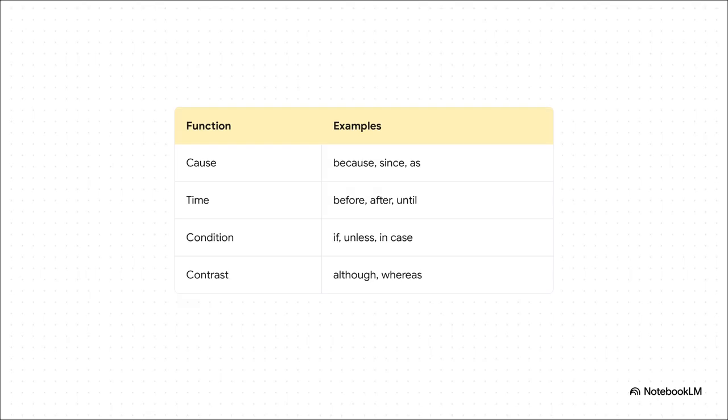First up, cause and reason. Words like because or since. If you say, because the coffee machine broke, productivity plummets. Because the coffee machine broke cannot stand on its own. It relies entirely on the main clause.